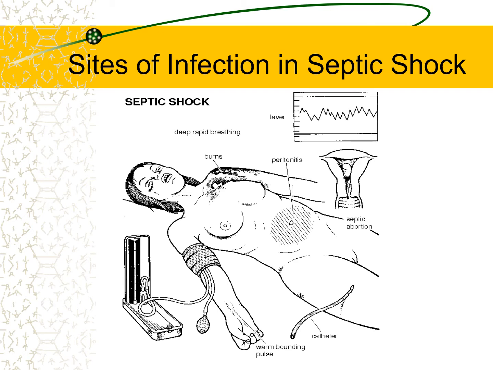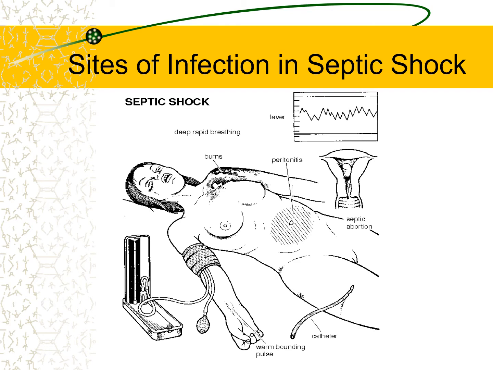The source of the infection can be, as we see in the slide, peritonitis, septic abortions, infected burns, the transfusion of infected blood, and I have seen that occur with very terrible outcomes, and instrumentation of an infected bladder, or the infection could be hidden and make the diagnosis a little more difficult.